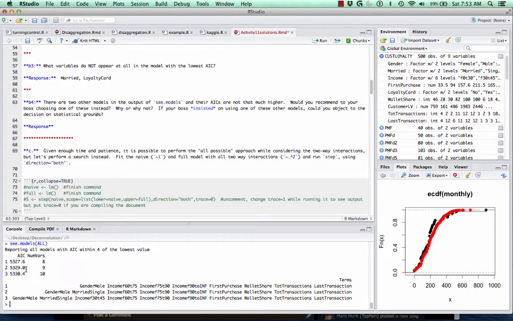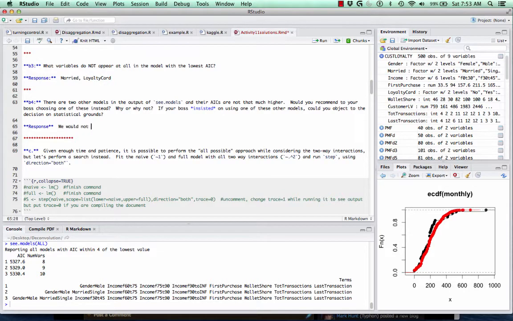If the boss insisted on using one of these other models, would we object to the decision on statistical grounds? Well, no, not really. So the difference between model number 1 and model number 2, the AIC is only 1.4, and that's negligible. There's no compelling reason, really, from a statistical point of view, to choose one versus the other. And the very lowest versus in third place here is a difference of about 2.8. So we're still talking roughly 2 here. So if your boss insisted on choosing one of these models, then that would be fine.